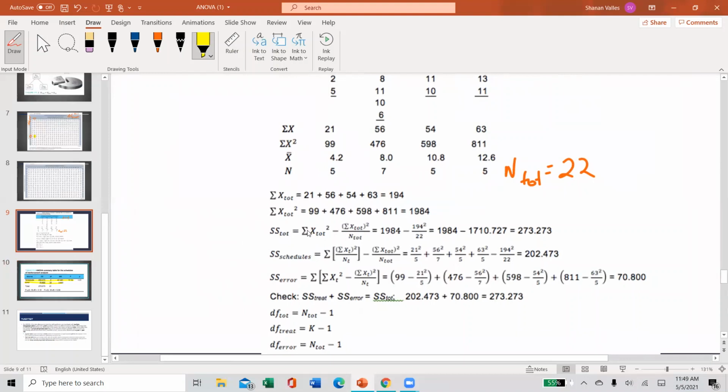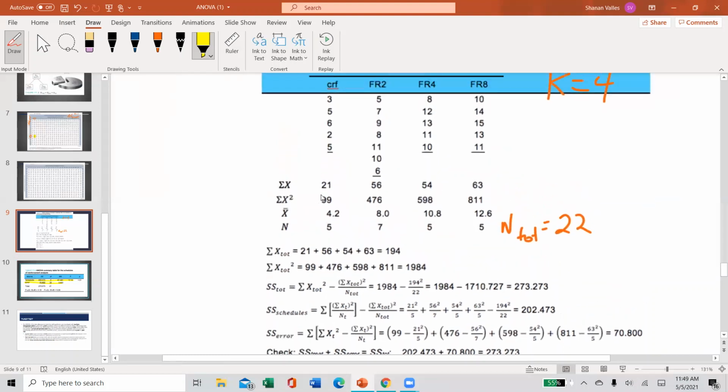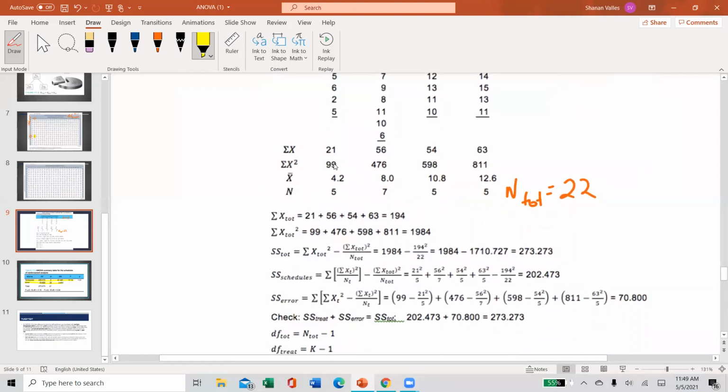And you take the sum of all the x's squared, okay? So you would add up all these squares, the bigger numbers. Oh, they don't have it listed there, right? But you would take this number and this number and this number and this number, and you'd add them up, okay? And then you take the sum of x, which is just the sum of x here, total, so you'd add all those up, and you square it and then divide by the n total. Okay, so that's what's happening right here, and this is how they get that 273.273.